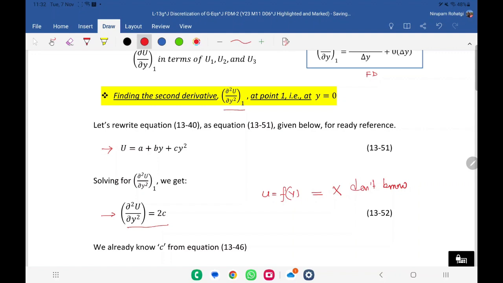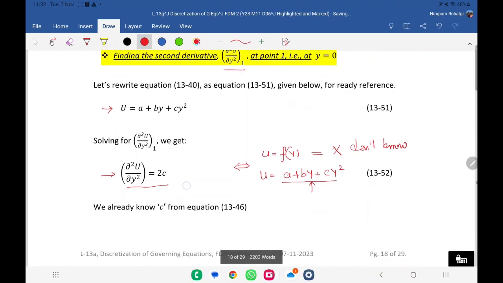You don't know. What you are assuming is u is equal to a plus by plus cy square. So these two functions are not equivalent. What is the real function? You don't know. You are assuming this. Therefore, there is an error as compared to the real function. And we are trying to find out that.